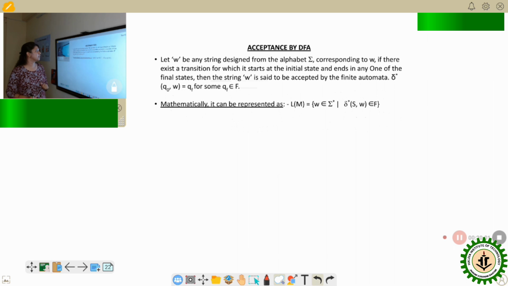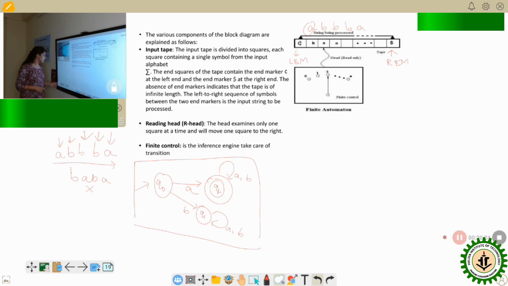Now, acceptance by DFA. Let W be a string designed from the alphabet sigma. Corresponding to W, if there exists a transition for which it starts at the initial state and ends in any one of the final states, then the string W is said to be accepted by the finite automata. We have given the previous, that means A, B, B. This is a collection of input symbols, that is a string, and if we apply this string on this DFA, then it is going to reach the final state. That means this string is accepted by the DFA.